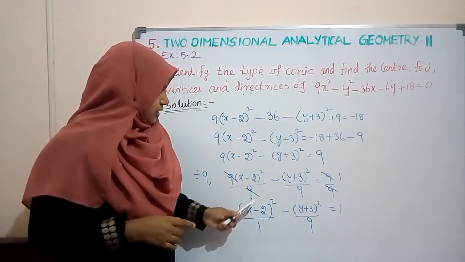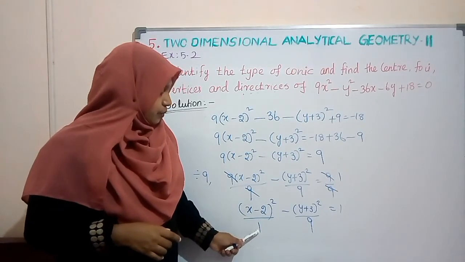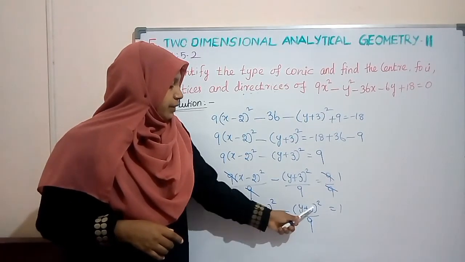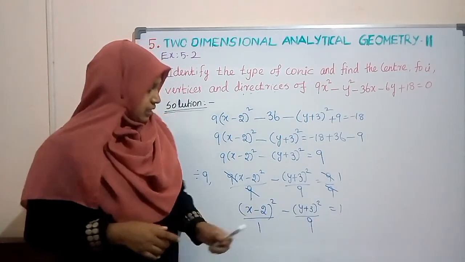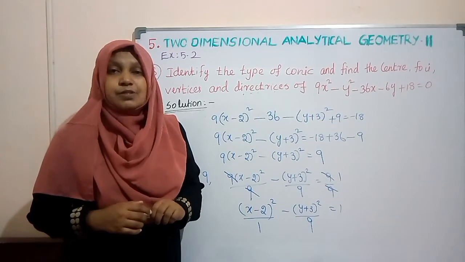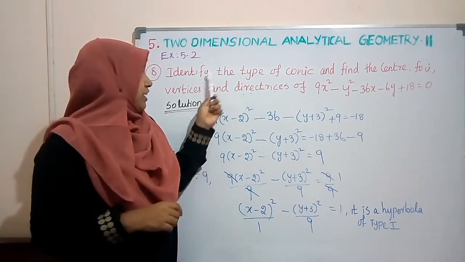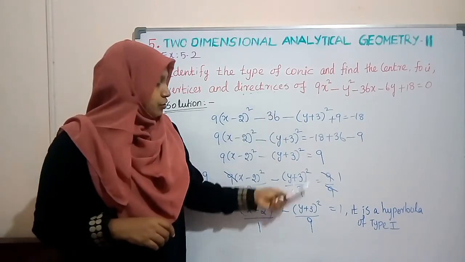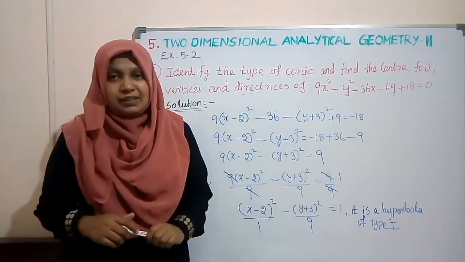Okay. So now it is in the form of (x − h)² by a² minus (y − k)² by b² is equal to 1. See, the x value is coming first. That is your positive term, so it is of type 1. So if you have a question to identify the type of conic, you should write it is a hyperbola of type 1.